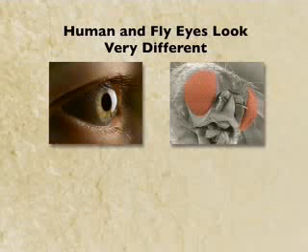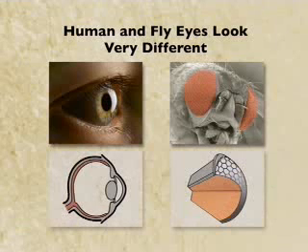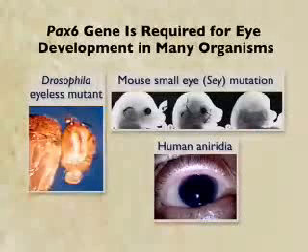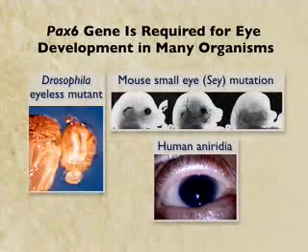light-gathering organs all in a little crystalline array. The histology of the eyes is quite different. Single light-gathering lens for the mammalian eye and this array of independent little light-gathering units in the compound eye of insects. Although those eyes look very different, it turns out that the same toolkit gene is required for eye development in many different organisms. So this gene is called PAX6.